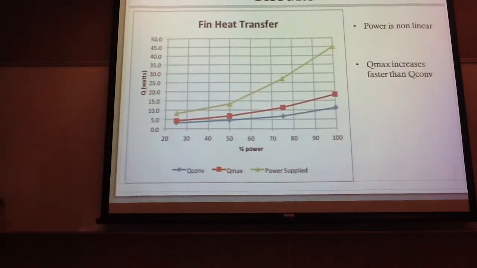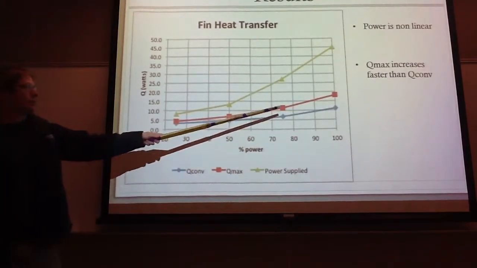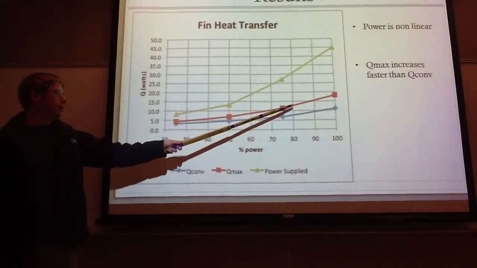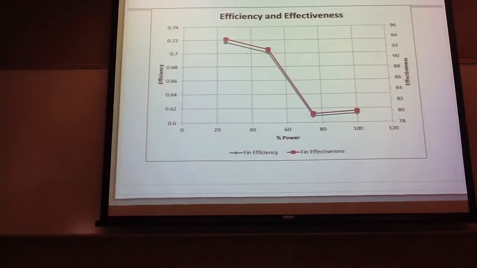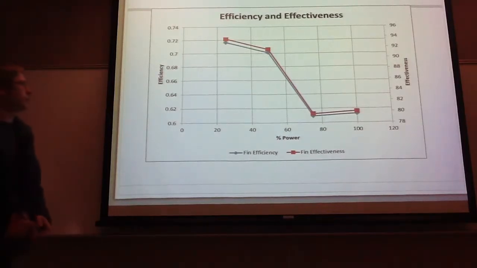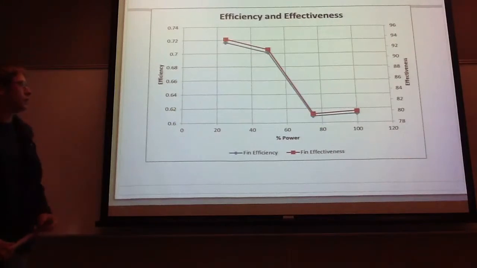And as you can see, the more power was applied to it, the bigger the difference between the Q convection and Q max. So that resulted in a decrease in fin effectiveness and fin efficiency as the power was increased. And you can see they pretty much follow each other.